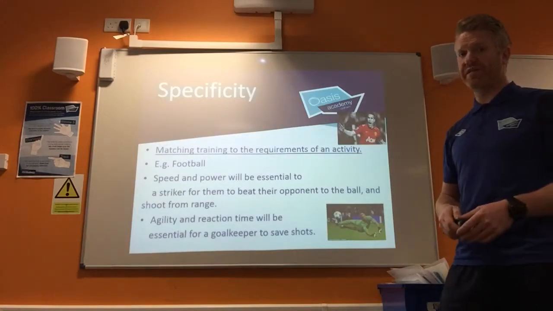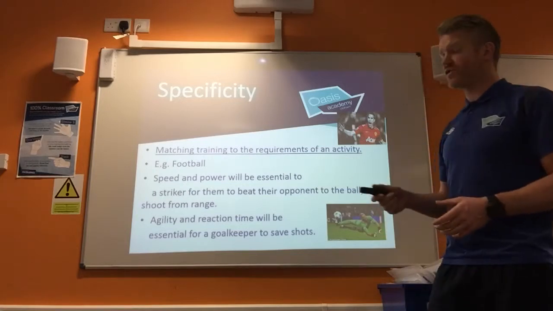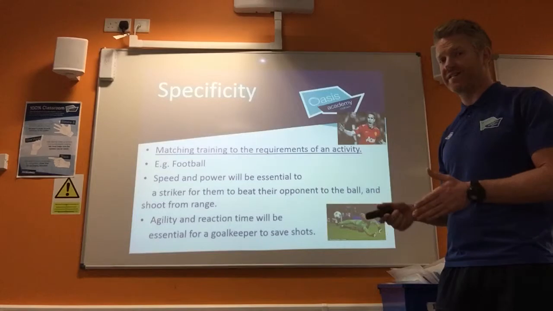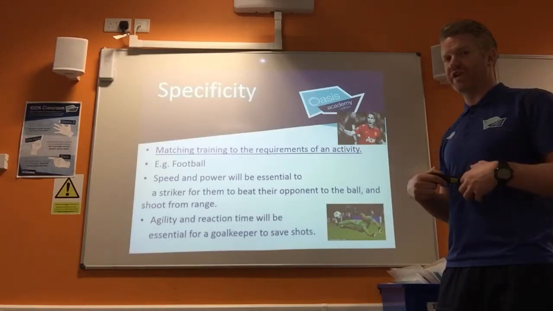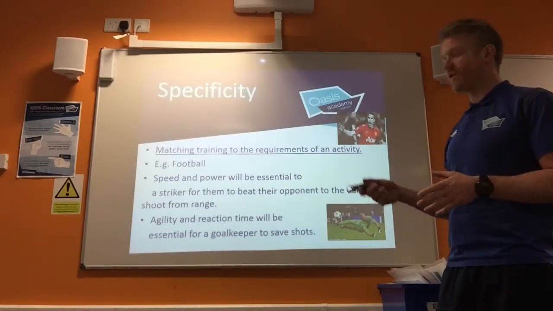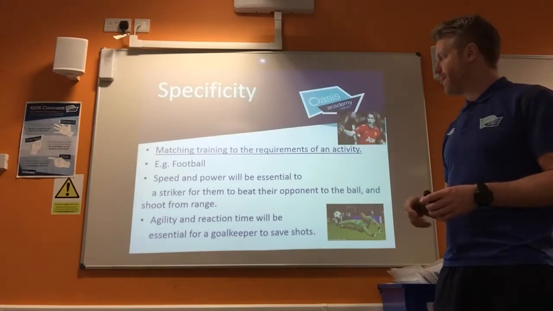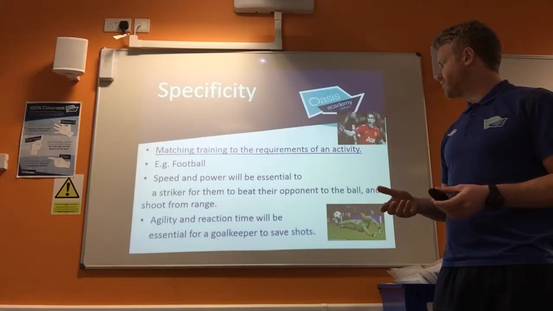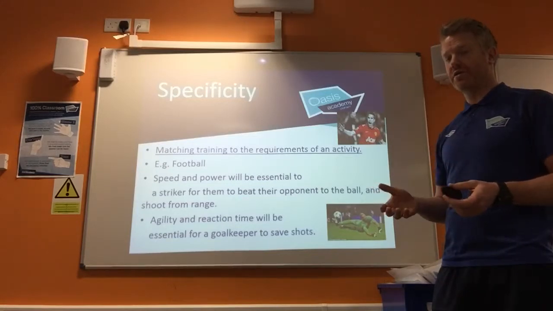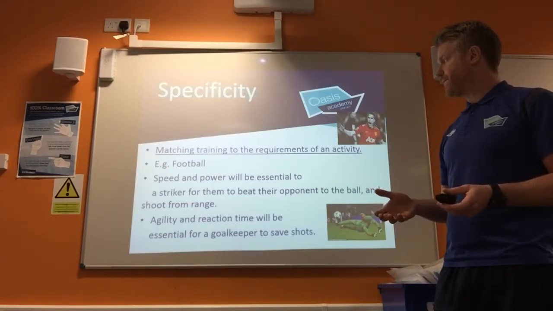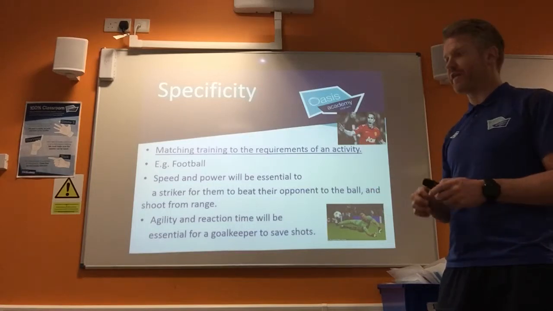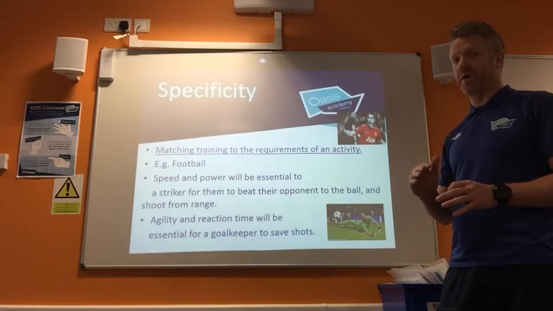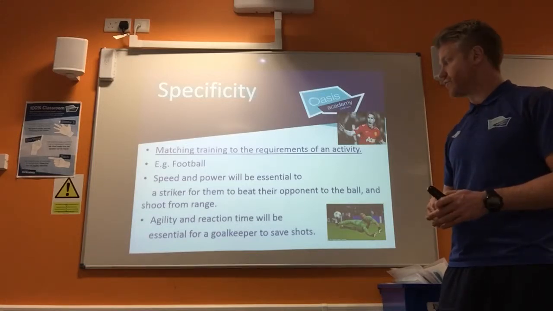Okay, last one, specificity. So what's different to individual needs, it's you matching the training to the requirements of your activity. So not to your own needs, but to your activity. So let's look at an example of football. Strikers need speed and power to beat their opponent to the ball and shoot from range. That's just a given. Yeah, they need to be fast to the ball, and they need to strike the ball really hard sometimes from the edge of the box to try and score long distance goals.